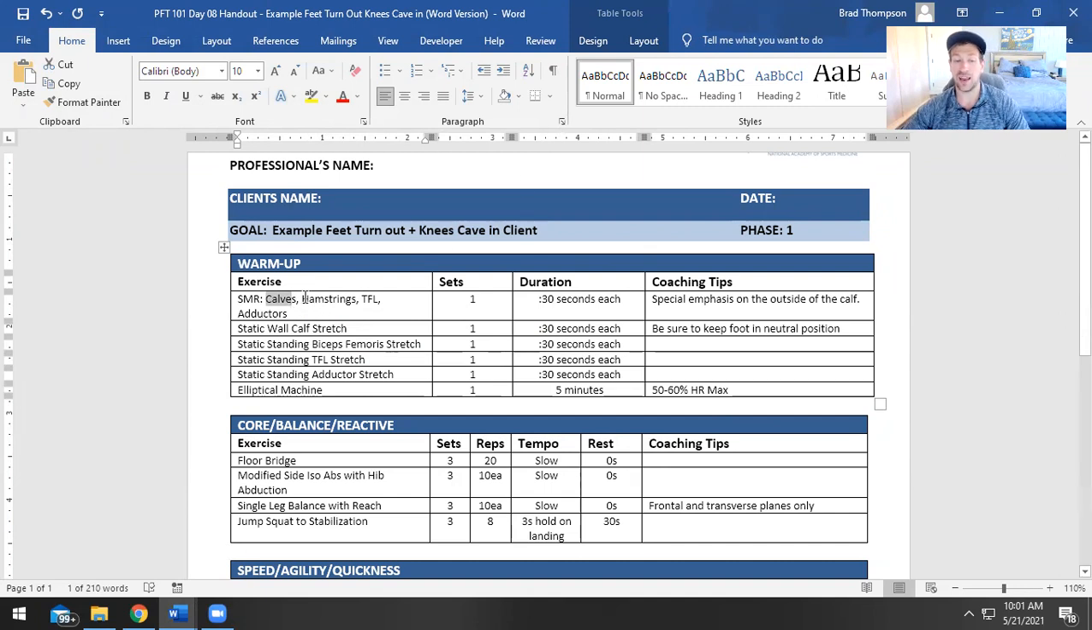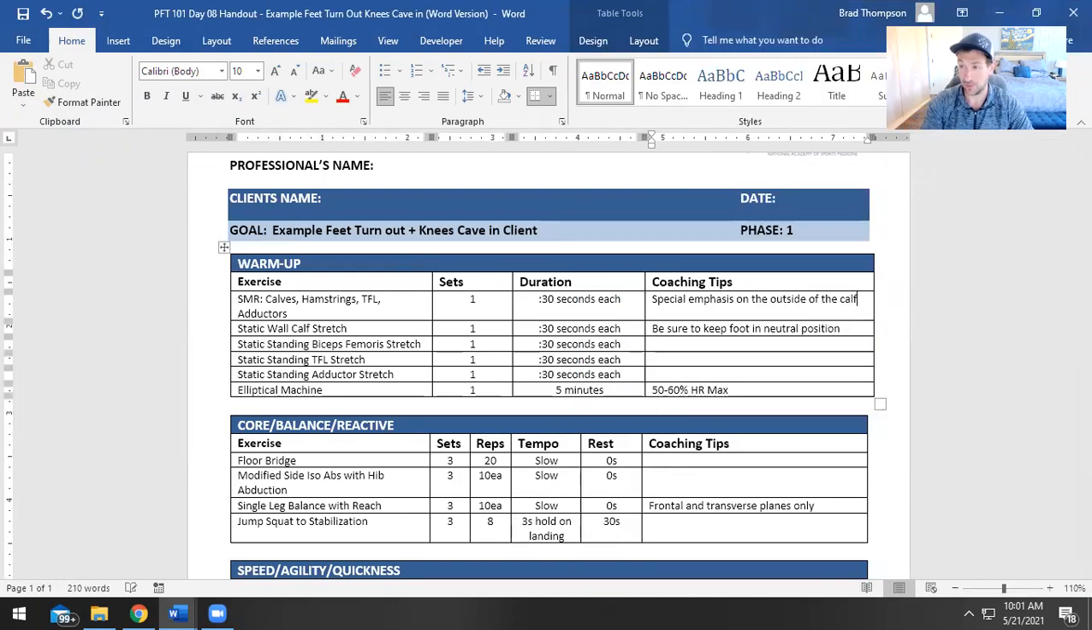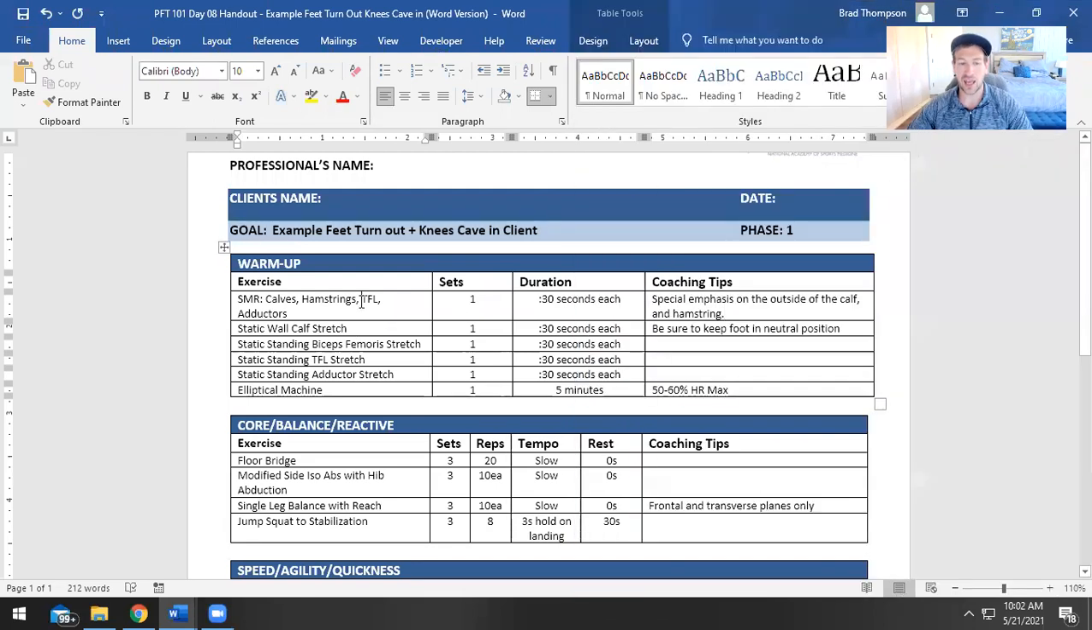They're also going to foam roll their hamstrings, right? So then I also want that to be their biceps femoris short head, which is a hamstring muscle. So special emphasis on the outside of the calf and hamstring, right? That's where I want them to put most of that pressure, is on the outside portion. Then we're going to have them foam roll their TFL because that tensor fasciae latae is overactive. And then we are definitely going to have them foam roll their adductors, right? Those adductor muscles are going to be very tightened up, so we need to loosen them, right?